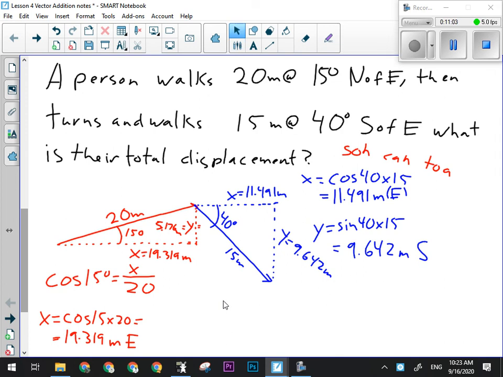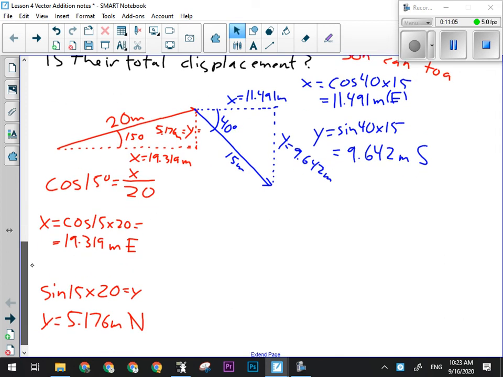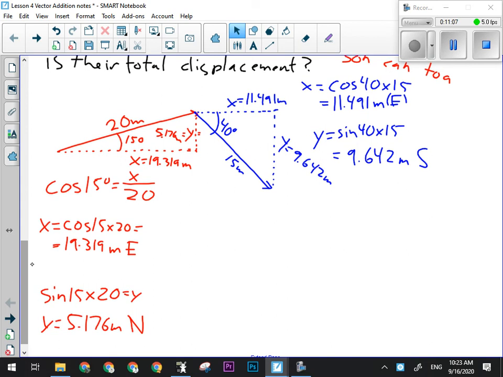If I draw a line now that represents my total displacement, we would call that line the resultant. And I would draw it from my initial position, right here, to my final position, right there. Everybody all right with that? Okay.